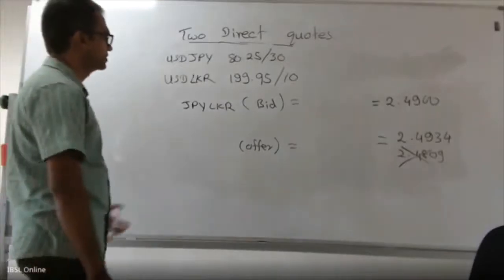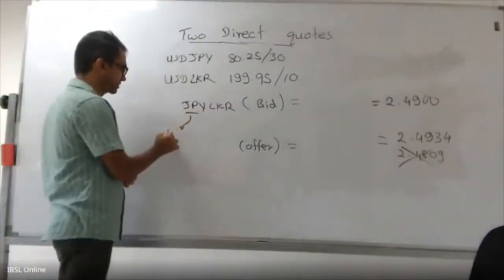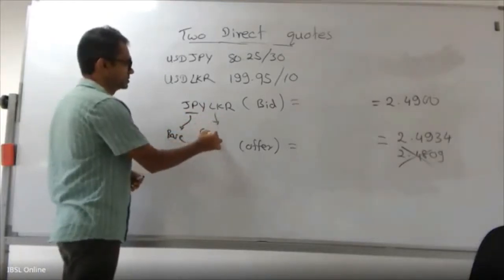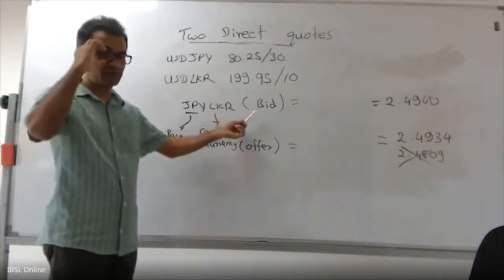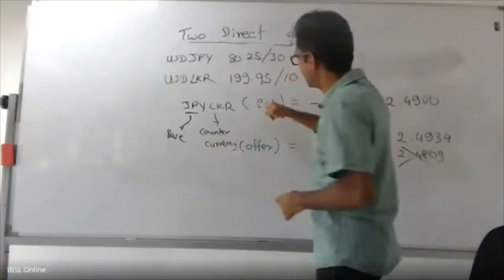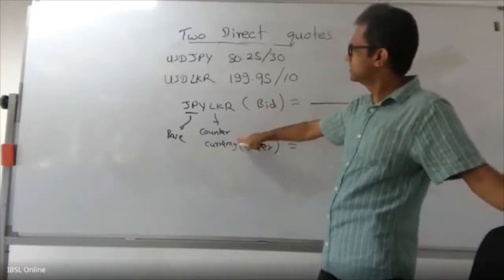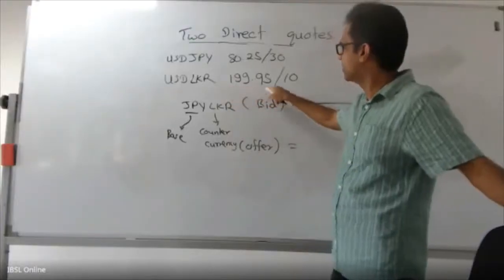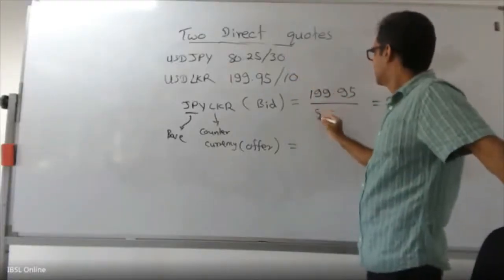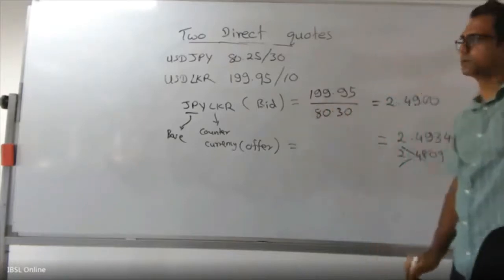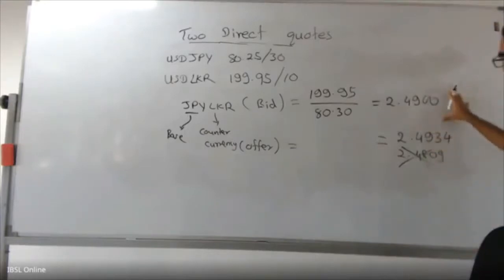Okay, how do you do the calculation? JPY LKR. JPY is the base currency. LKR is the counter currency. To get the bid, what do you have to do? The bid of the counter currency divided by the bid of the base currency. The bid of the counter currency is 199.95 divided by 80.30, the bid of the base currency. You should get 2.49.